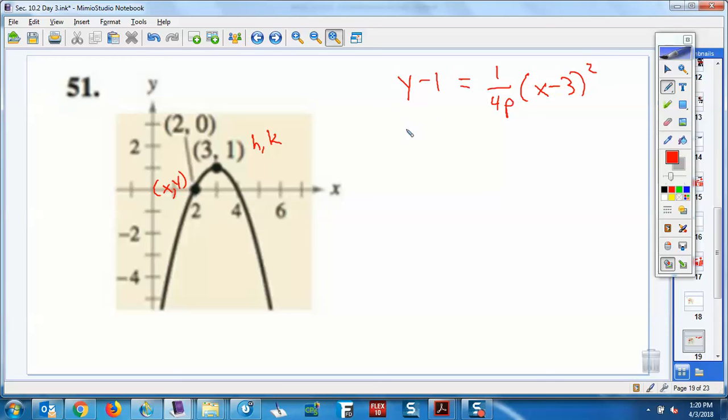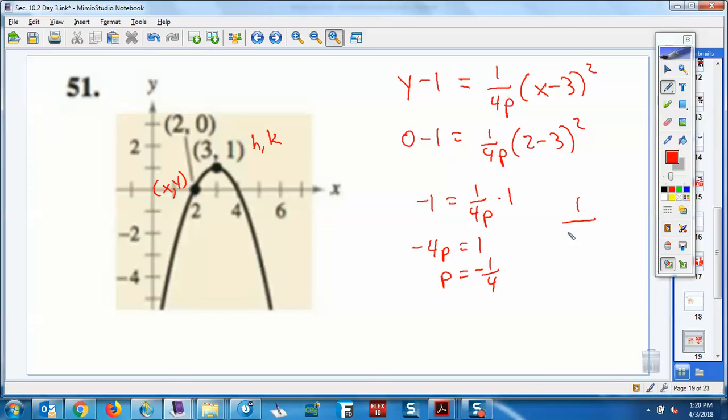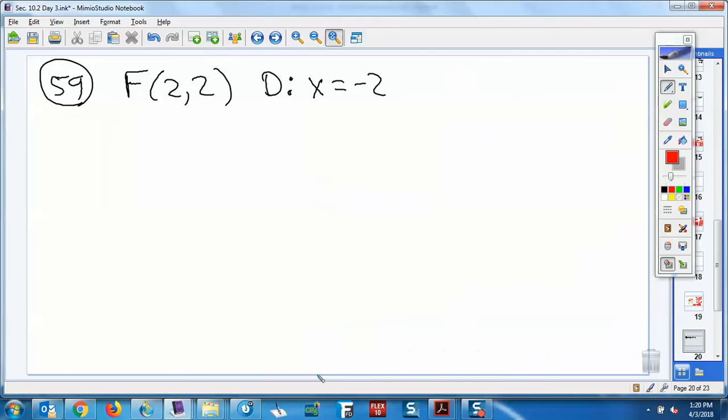Now we can put our x, y into there, so our 0 goes into here. I should have done that as the first step. Then we have 2 minus 3, so that's -1 equals 1 over 4p. -1 squared is 1, so -4p equals 1, p equals -1/4. When you put -1/4 into 1 over 4p, times 4, that's -1. So this is y minus 1 equals -1 times (x minus 3) squared. So there's our equation.